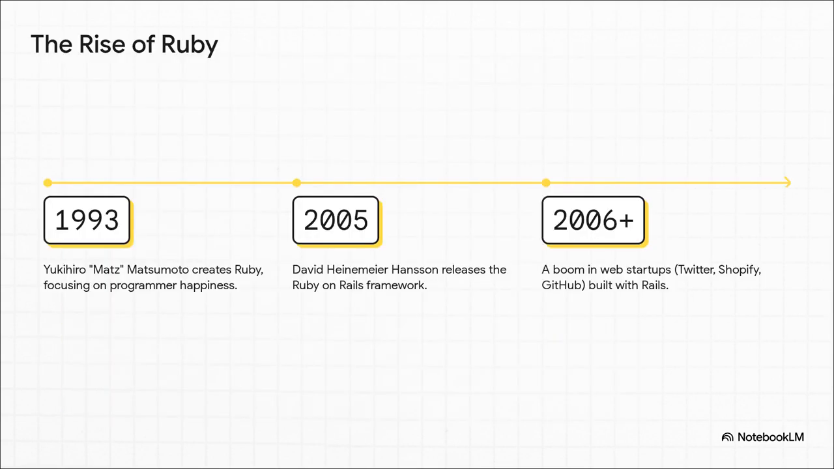For about a decade, Ruby was this well-loved but kind of niche language. Then, in 2005, everything changed. A developer named David Heinemeier Hansen released something called Ruby on Rails. It was a web framework that let people build these huge, complex, database-driven websites in a tiny fraction of the time it used to take. And that was the spark. It led to this explosion of startups building on Rails.